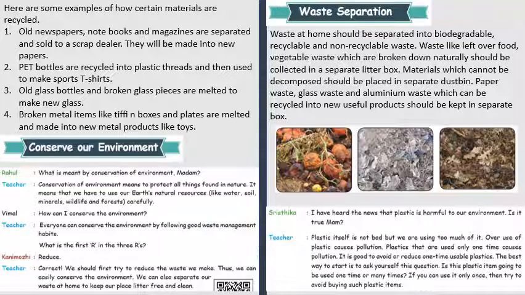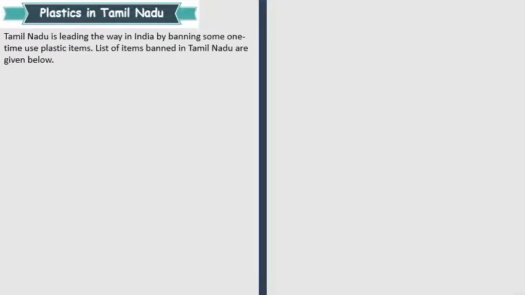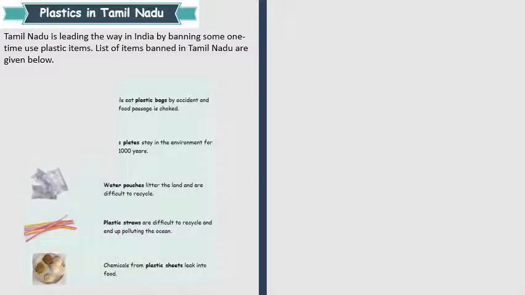The best way to start is to ask yourself this question. Is this plastic item going to be used one time or many times? If you can use it only once, then try to avoid buying such plastic items. Plastics in Tamil Nadu. Tamil Nadu is leading the way in India by banning some one-time use plastic items. List of items banned in Tamil Nadu are given below.